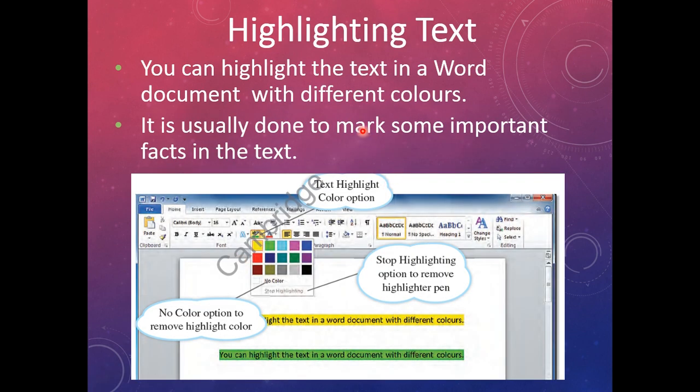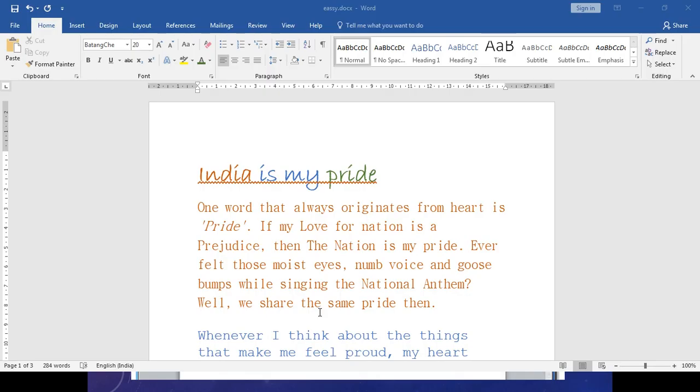Next one is highlighting text. You can highlight the text in the Word document with different colors. It is usually done to mark some important facts in the text. So if you want to highlight something which is important for you, you are using a highlighter pen. Same way this option will also work as the highlighting text. Okay, but here when you're using the highlighting text option, the text color is not changed. Whatever the color of the text is, it will remain the same, but the background of the text will change.